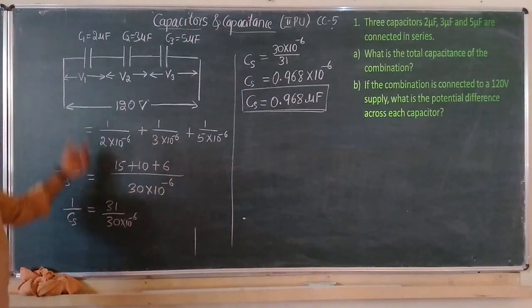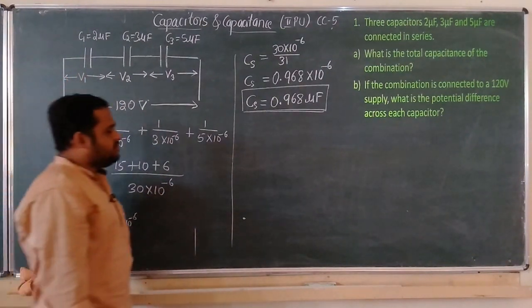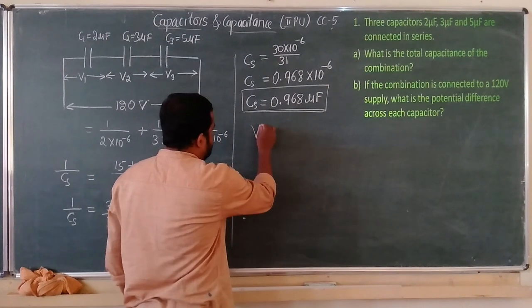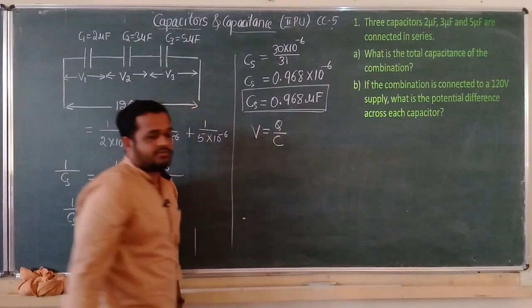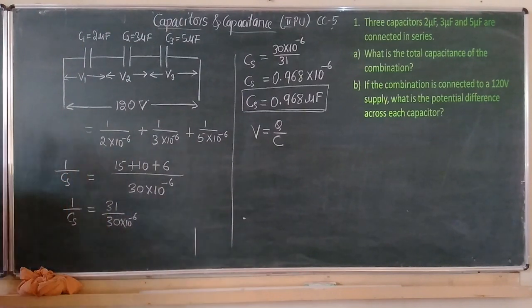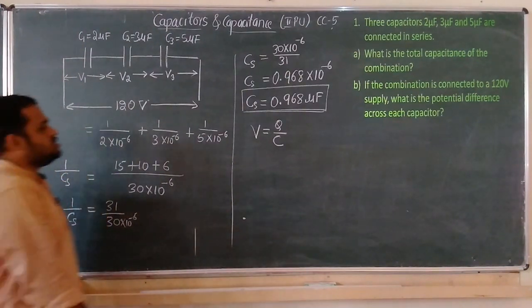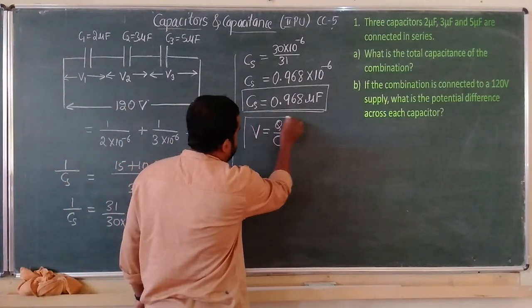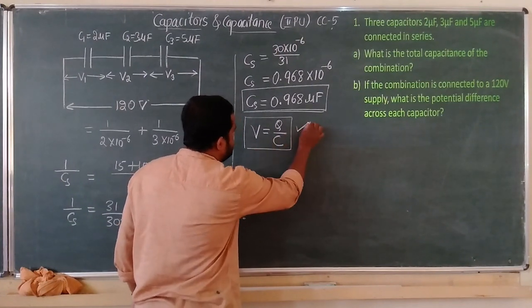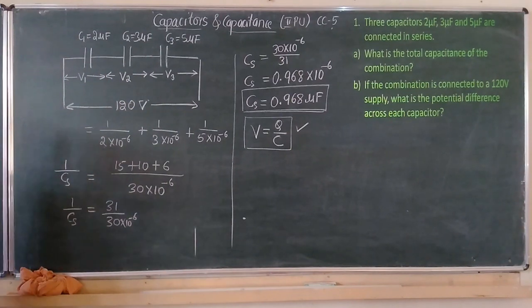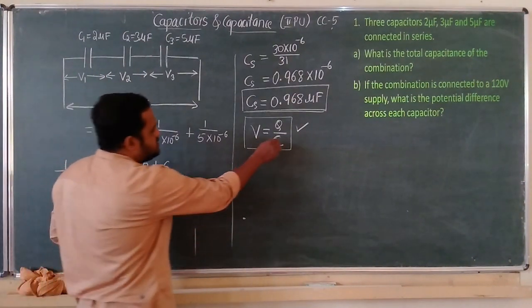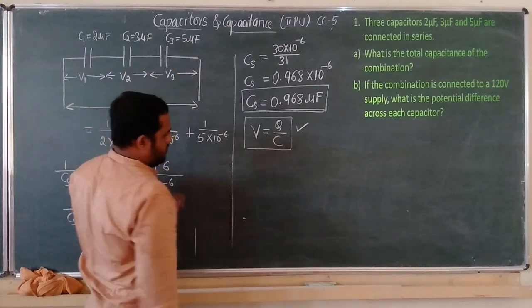Now, how to calculate the potential difference? We know the expression for potential difference. Potential difference is given by Q divided by C, that is in terms of the amount of charge stored and the capacitance of a capacitor. Using this formula, we have to calculate the values of V1, V2 and V3. The values of C1, C2, C3 are available.